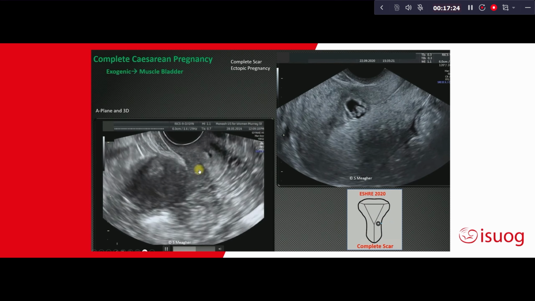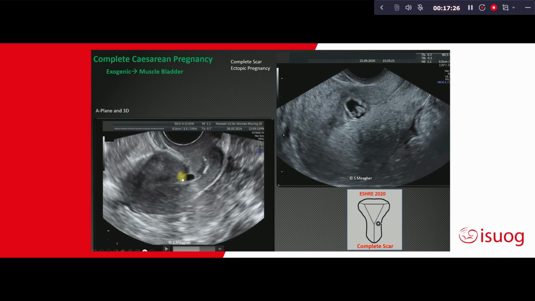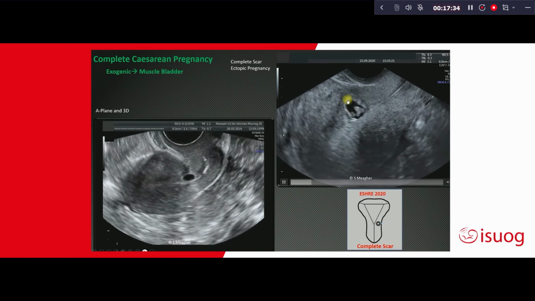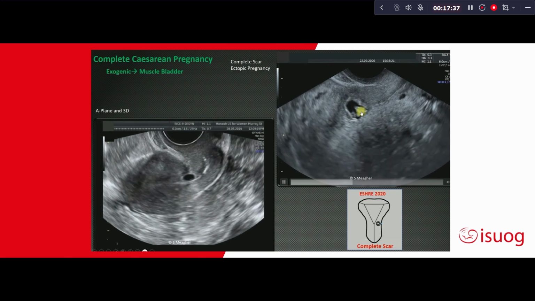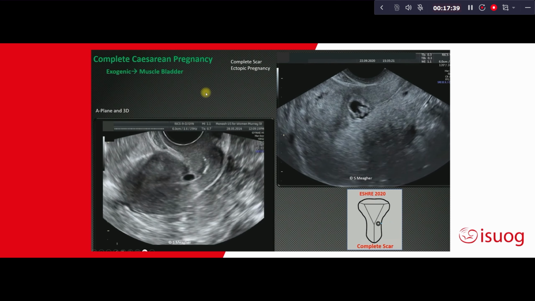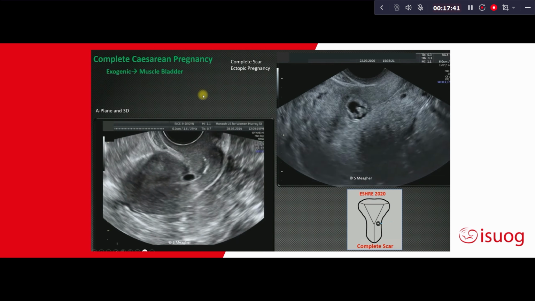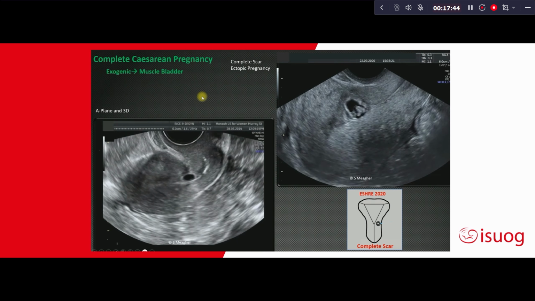This is a very early ectopic pregnancy situated within the cesarean section scar with no bulge or extension into the uterine cavity. And another one here in the cesarean section scar, and follow the line of the cavity. You can see it sliding off here. This is entirely within the scar. These are all examples of complete cesarean scar pregnancies.